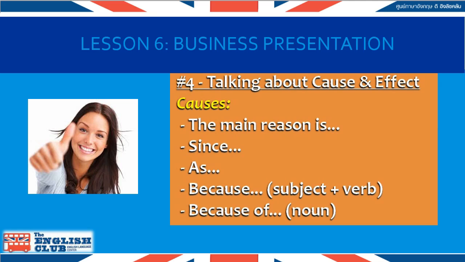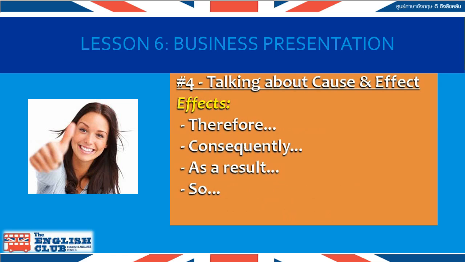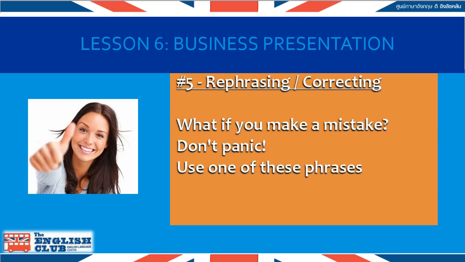The game was canceled because it was raining. The game was canceled because of the rain. Phrases to describe effects. Therefore, consequently, as a result, so. The words therefore, consequently, and as a result are typically used at the beginning of a sentence, whereas the word so is typically used in the middle of a sentence.